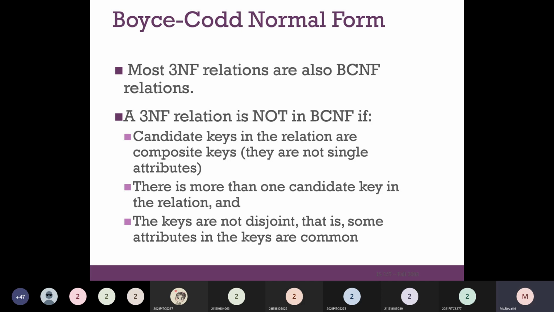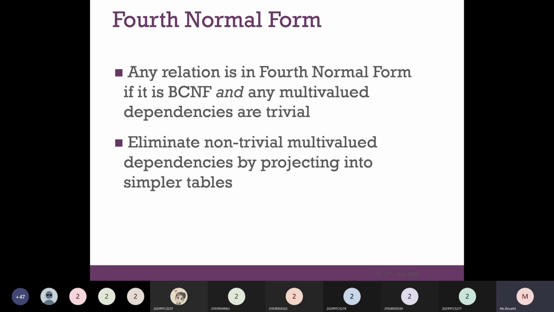So the candidate key must be a single attribute. It should not be a composite attribute according to Boyce-Codd normal form. Your determinant must be a single attribute. There shouldn't be any place for composite attributes. That is Boyce-Codd normal form.